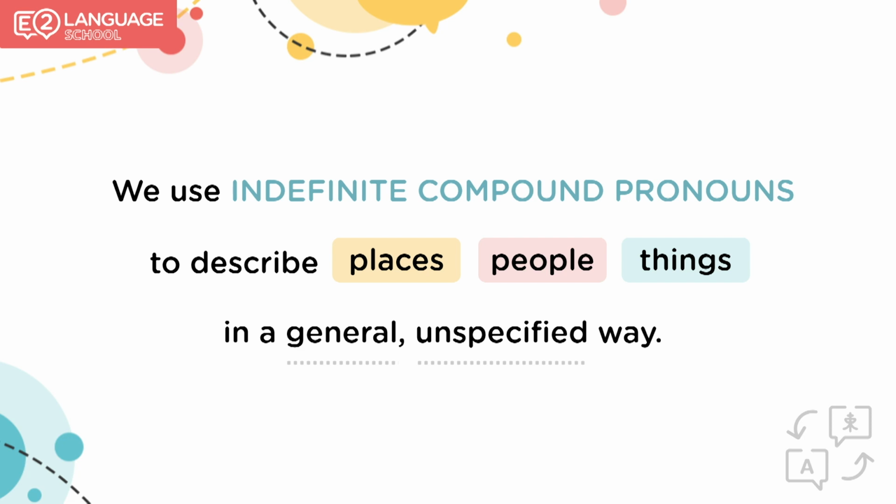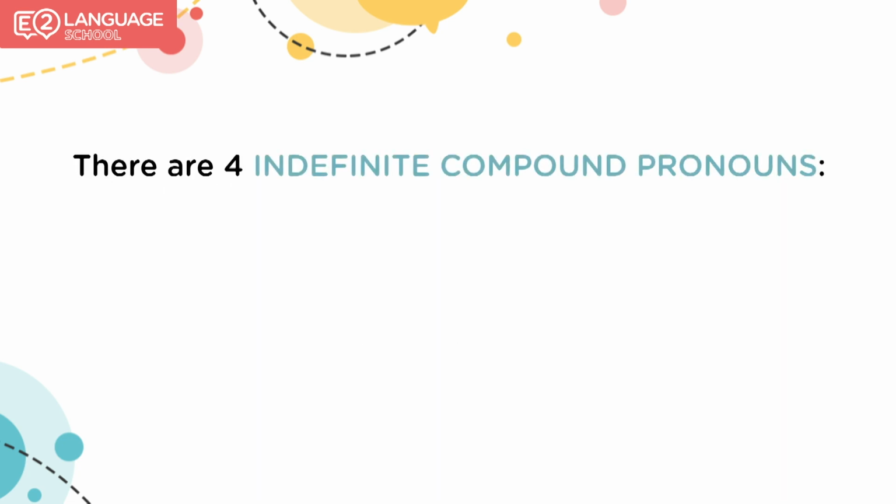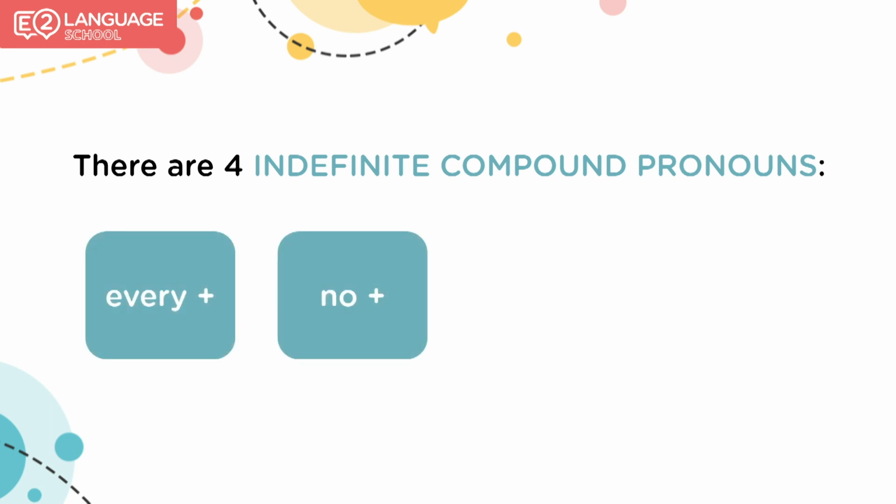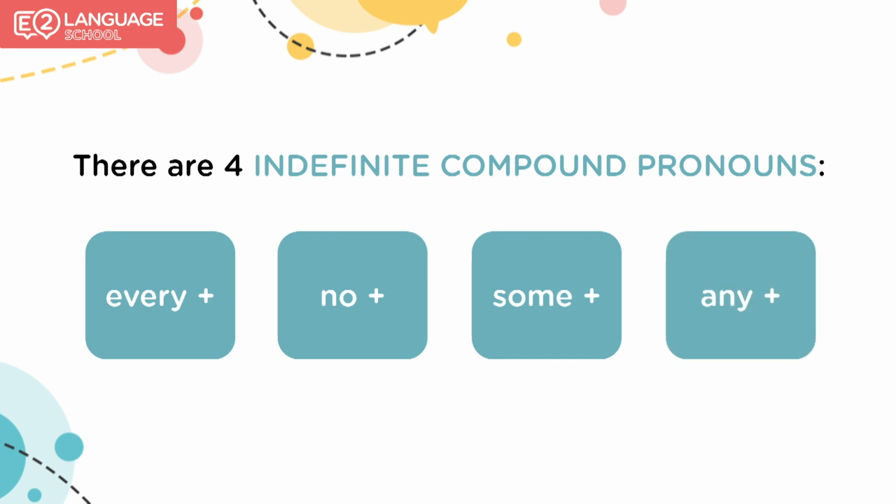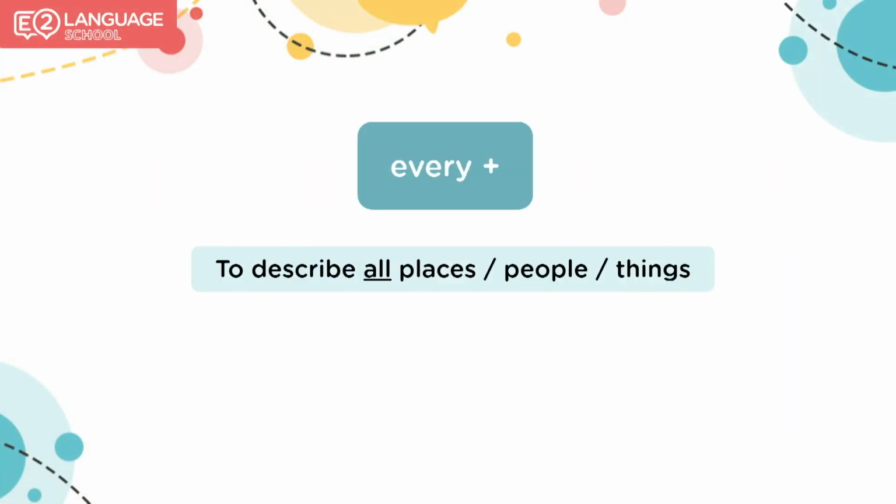Now, if you haven't seen this word before, unspecified, take a moment, pause this video and look up this word in your dictionary. It will be a very helpful word for you to understand these pronouns. Now, there are 4 indefinite compound pronouns: every, no, some, and any. And what I'm going to do now is explain these 4 types of pronouns to you. So we're going to start with every.